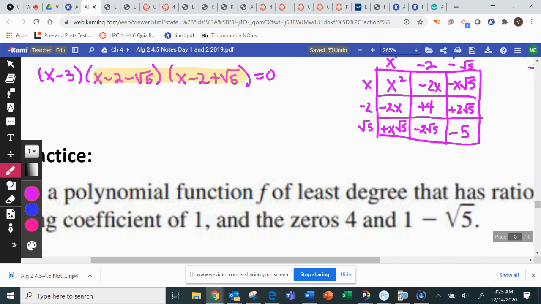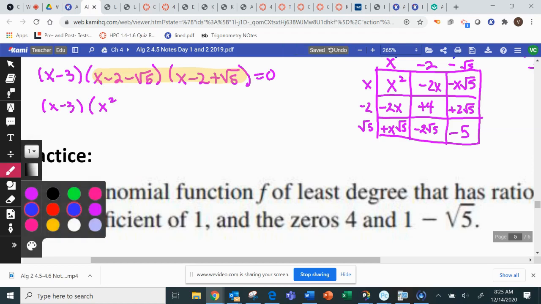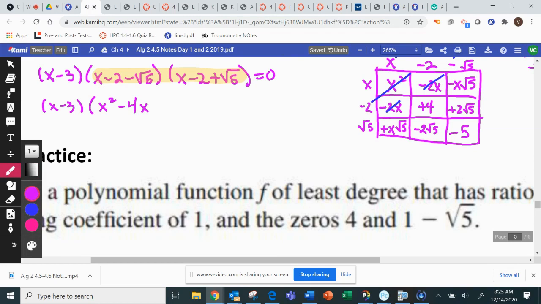So now I'm going to look for like terms. I've got an x squared, and that is my only like term with itself. So I've used that one. I've got a minus 2x and a minus 2x, and those are the only like terms with each other, so minus 4x. Then we notice that we have a minus x square root 5, and I also have a plus x square root 5, and those cancel each other out. I have a minus 2 square root 5 and a plus 2 square root 5, and those cancel each other out. And then I have this plus 4 and this minus 5, which make minus 1. So when I multiply those together, all of the square roots are totally gone, and we just have a trinomial.